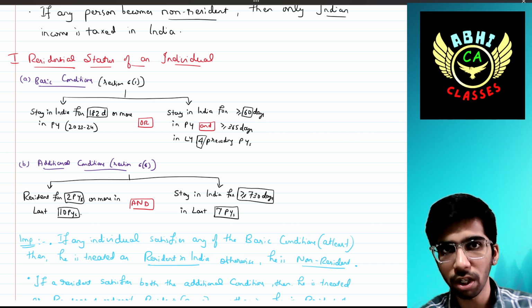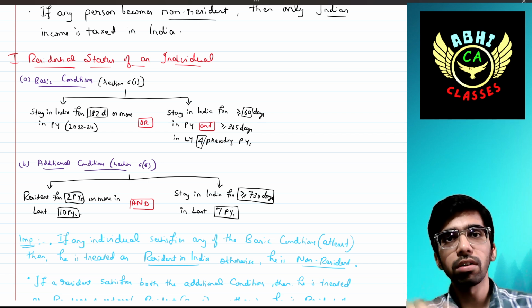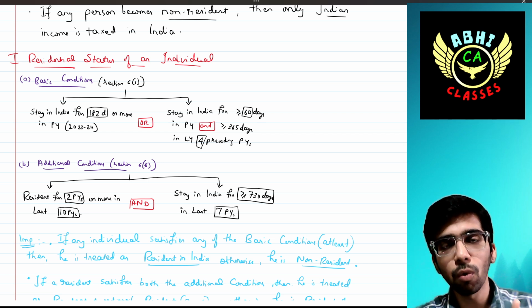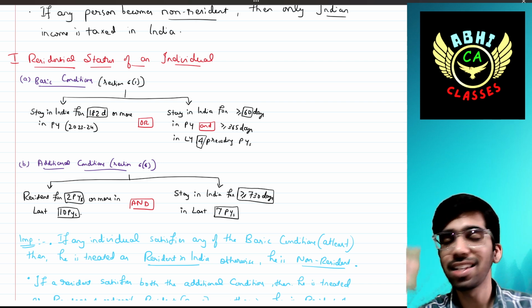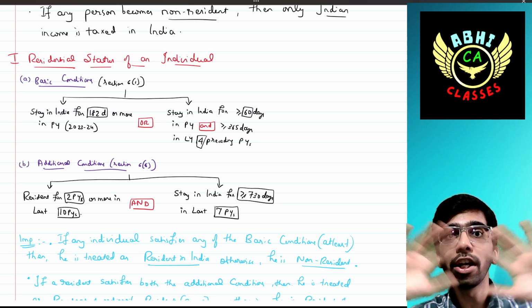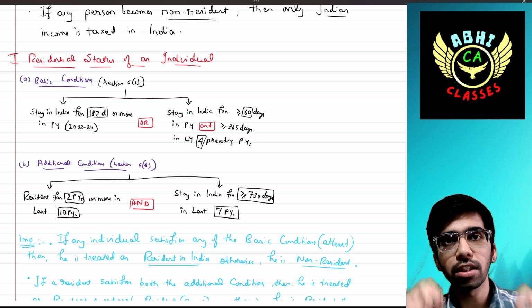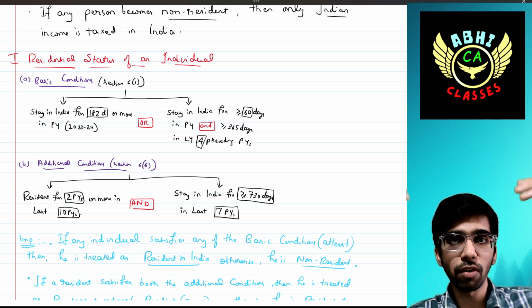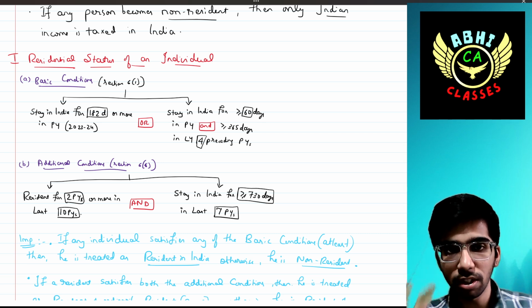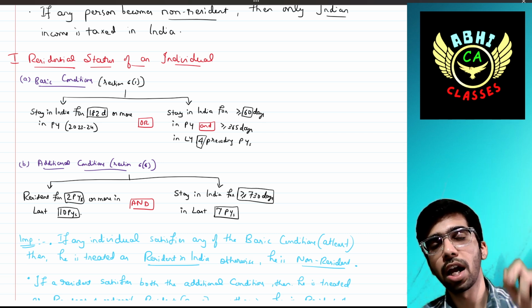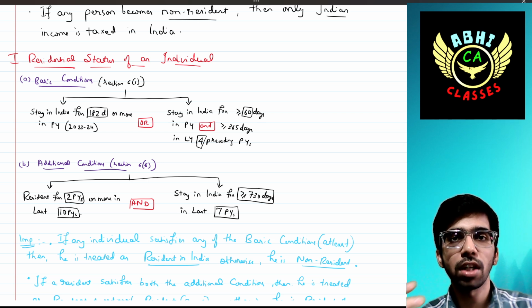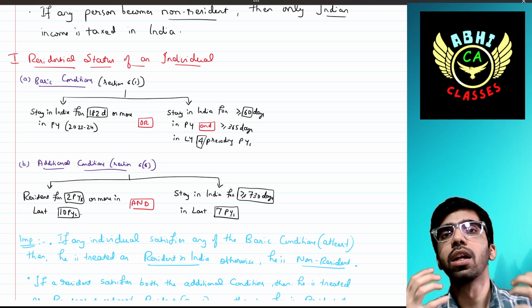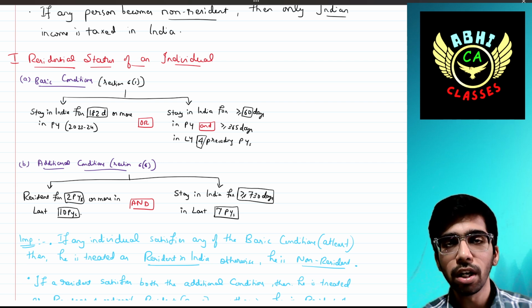This information will be given in your question. That is 22-23, 21-22, 20-21, 19-20. These 4 years, if he has stayed for 365 days or more in total, then he will be treated as resident in India. 60 days or more in this previous year, 365 days or more in the last 4 preceding years. If this condition is also satisfied, then he will be treated as resident in India. If any one of these conditions is satisfied by him, then he will be treated as resident in India.